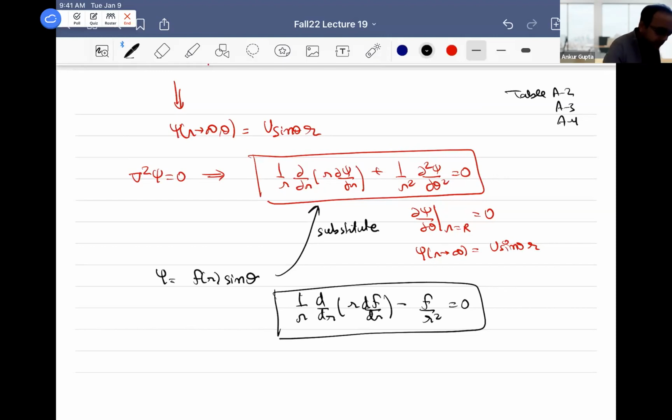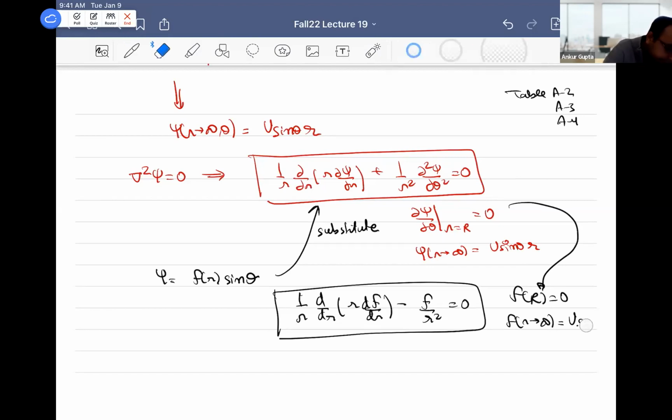And what are your boundary conditions? Del psi by del theta is what? If I differentiate this, del psi by del theta, I get f of r cos theta. So that means f of r has to be 0 at the surface, right? And that f of r going to infinity is u r, right? But you also have to modify your boundary conditions.